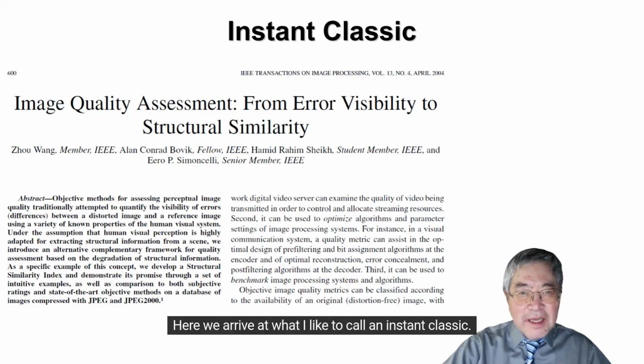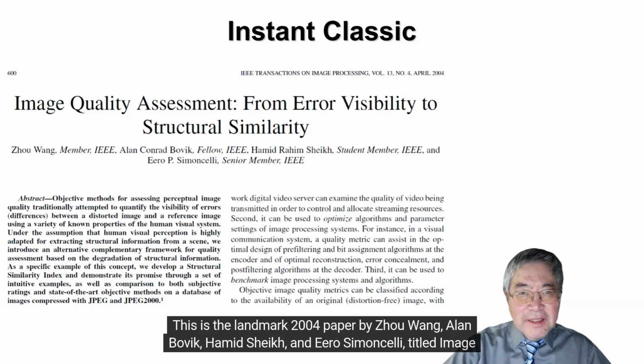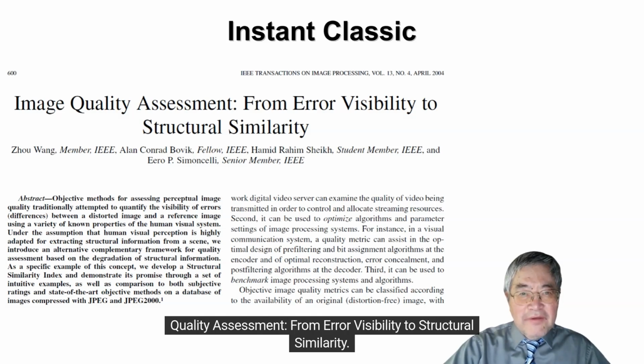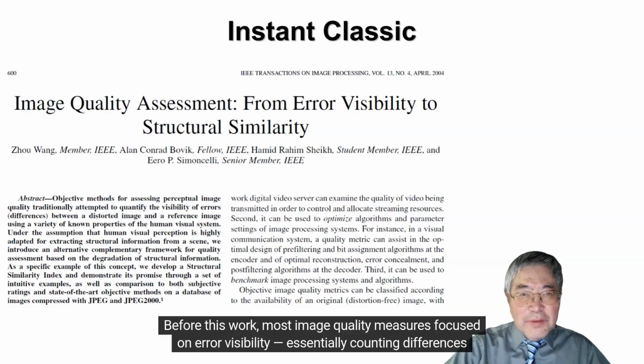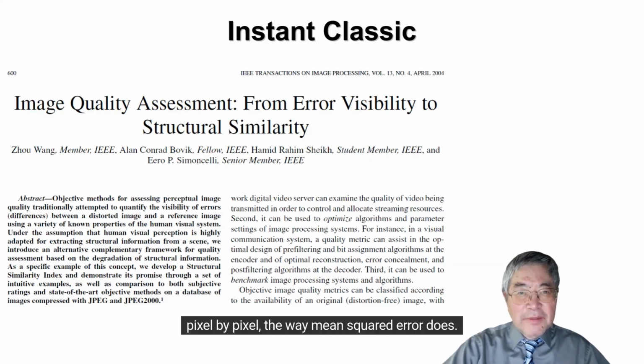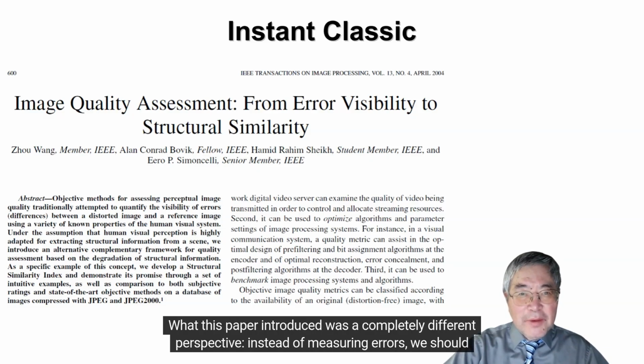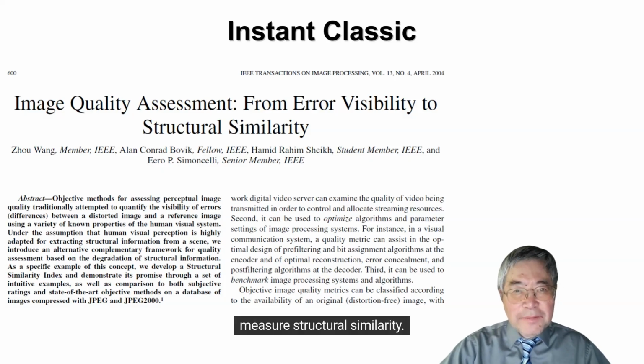Here we arrive at what I like to call an instant classic. This is the landmark 2004 paper by Wang, Alan Bovik, Hamid Sheikh, and Eero Simoncelli titled Image Quality Assessment: From Error Visibility to Structural Similarity. Before this work, most image quality measures focused on error visibility, essentially counting differences pixel by pixel the way mean squared error does. What this paper introduced was a completely different perspective. Instead of measuring errors, we should measure structural similarity.